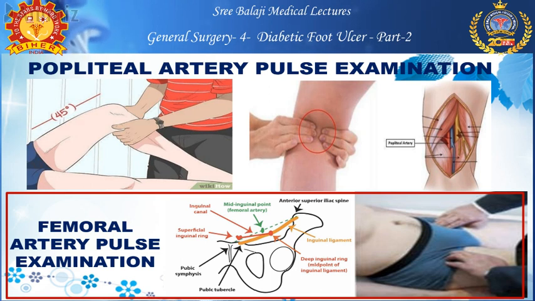Why are peripheral artery pulses very important? Because a patient who is having an absent pulse or thickened arteries indicates there is an underlying peripheral arterial disease that tells the prognosis of the diabetic foot ulcer.